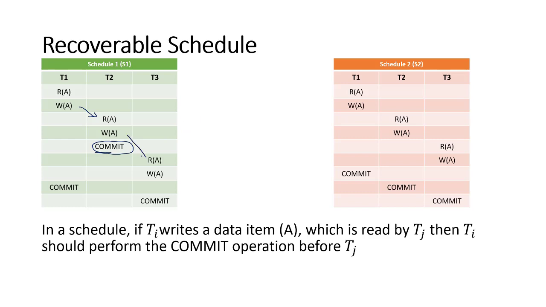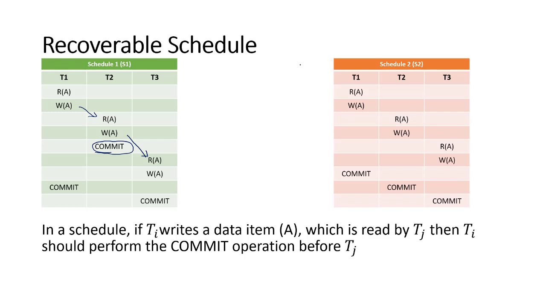Now, as it is committed, you can see that it is not a dirty read. Next, it is writing the data item. Then T1 is completing, terminated by using the commit statement. Then T3 is committed. What will happen over here?